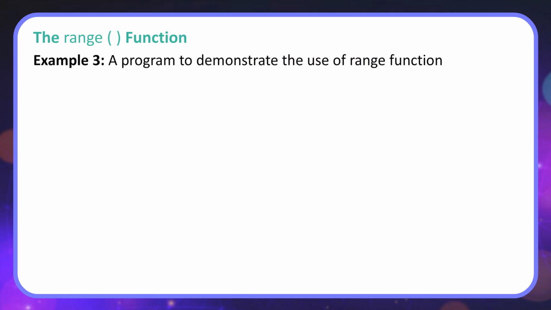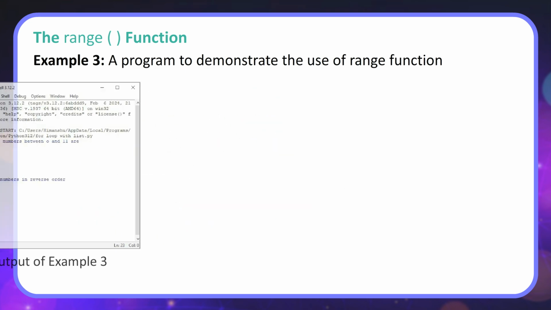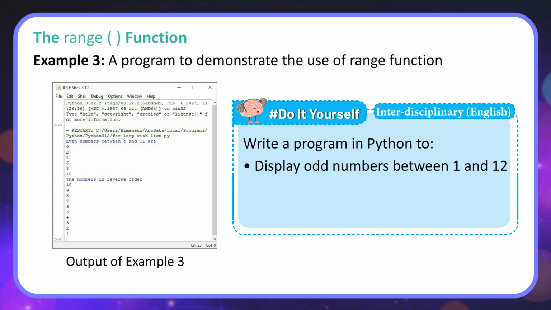Example 3. A program to demonstrate the use of range function. Printing even numbers from 0 to 10. Print even numbers between 0 and 11 are. For i in range 0, 11, 2, print i. Generate a sequence of numbers in reverse order. Print the numbers in reverse order. For i in range 10, 0, -1, print i. Output of example 3. Do-it-yourself, interdisciplinary, maths: write a program in Python to display odd numbers between 1 and 12. Display multiples of 5 from 5 to 50, inclusive.